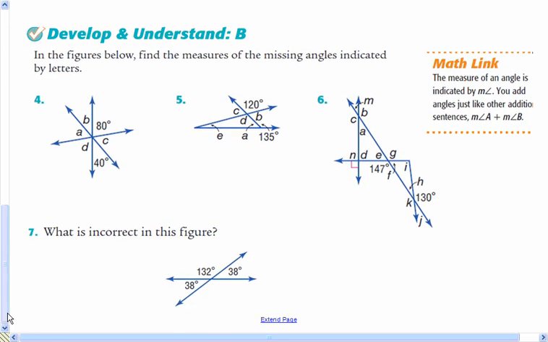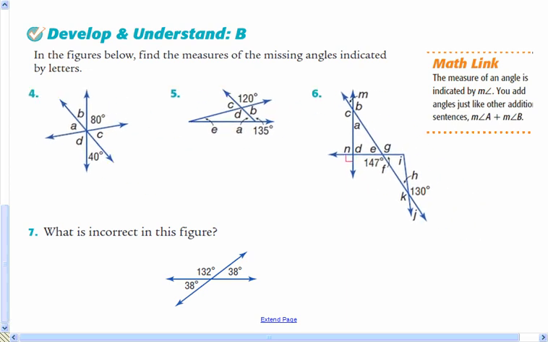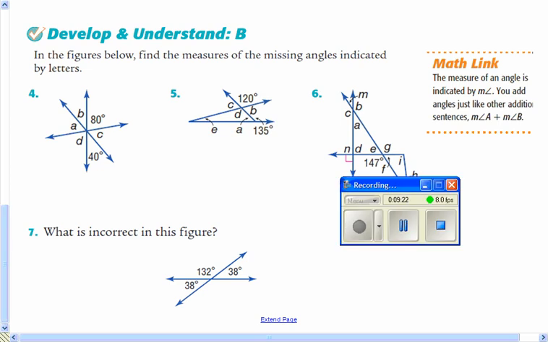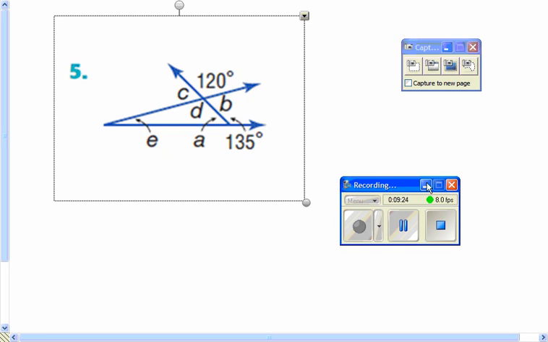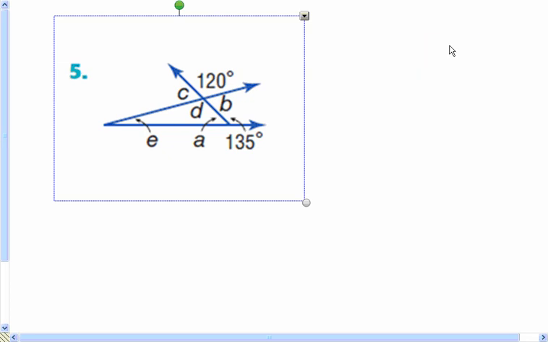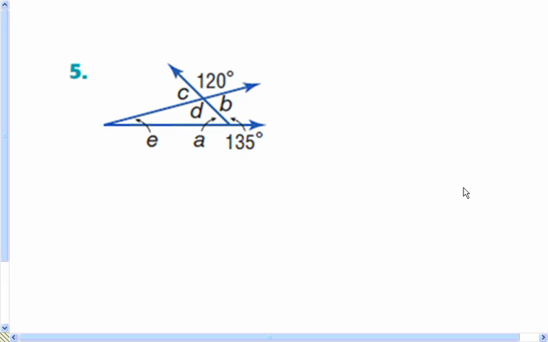We're going to do number 5 here. So I'm going to make a copy of that and make it a little bigger so I can explain more. All right, here's number 5. We want to find the measures of all of these angles: angle A, angle B, angle C, angle D, and angle E. And we're going to use some of the ideas we just talked about, supplementary angles, maybe complementary angles, vertical angles, to help us out here.